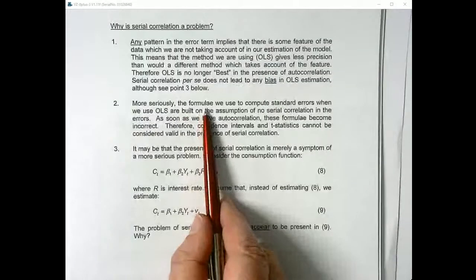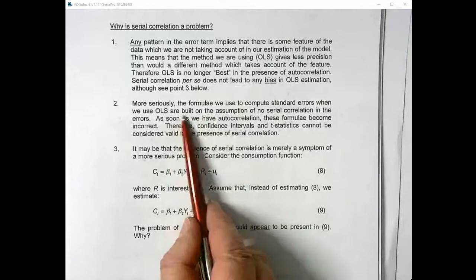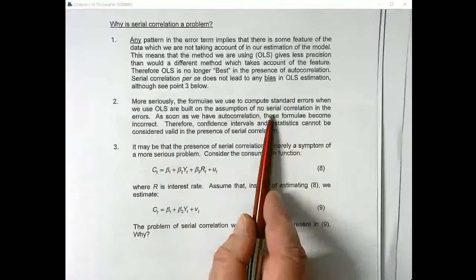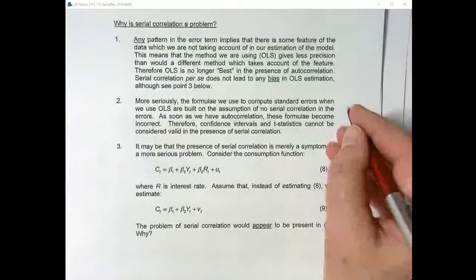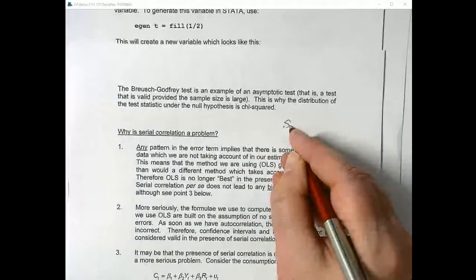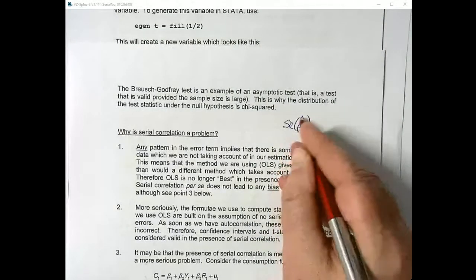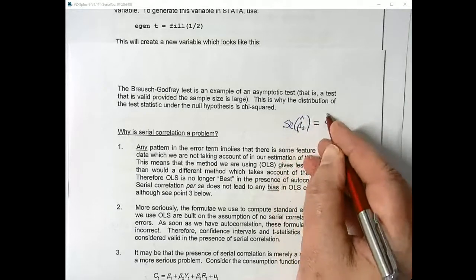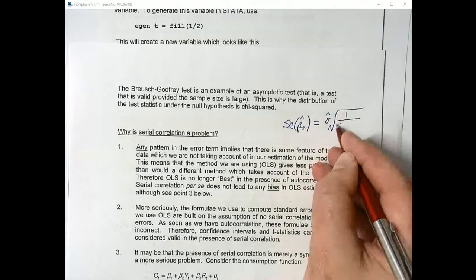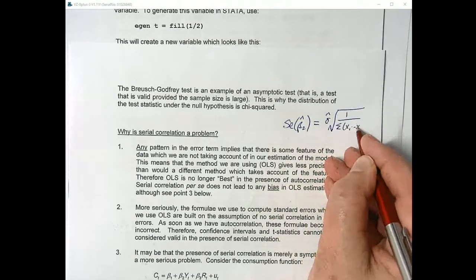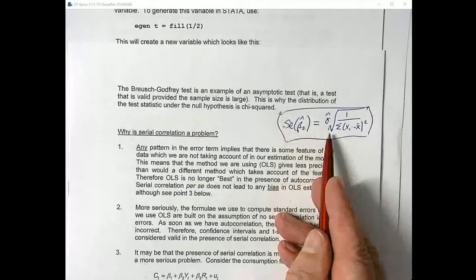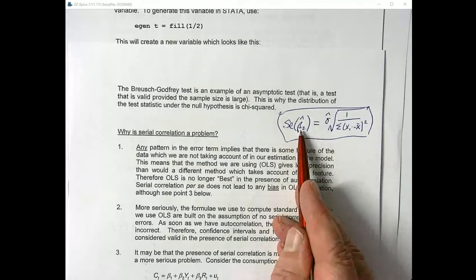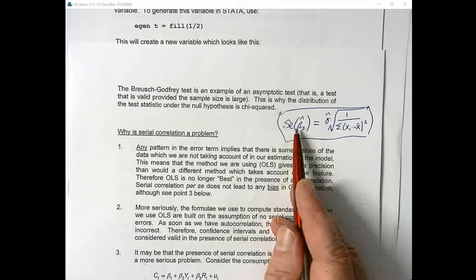More seriously, the formulae that we use to compute standard errors when we use OLS are built on the assumption of no serial correlation. So again, this is like heteroscedasticity. The standard error formula that we see all the time, for example in simple regression, the standard error of the slope is sigma hat times the square root of 1 over the sum of (x minus x bar) squared. That formula that we've used many times to work out the standard error of the slope is then used to work out the t statistic and the confidence interval.